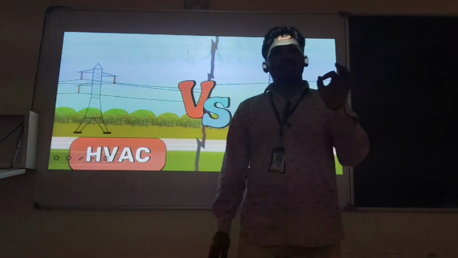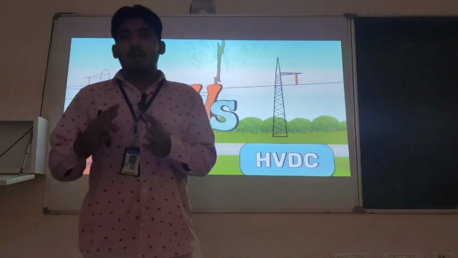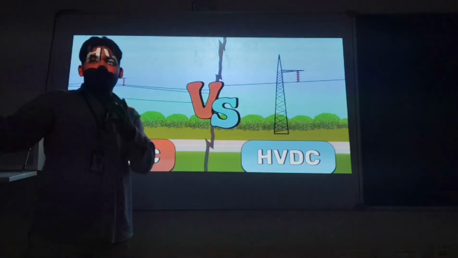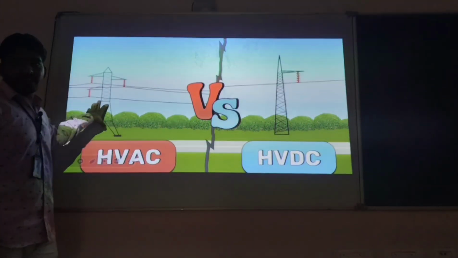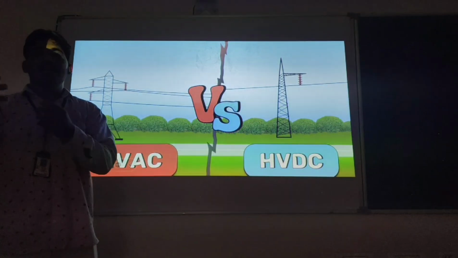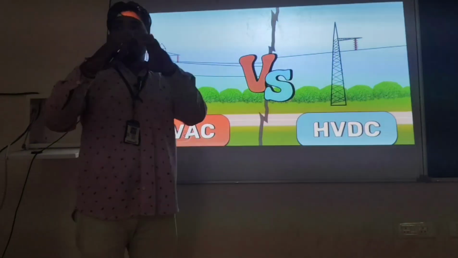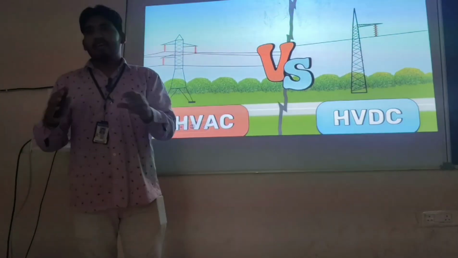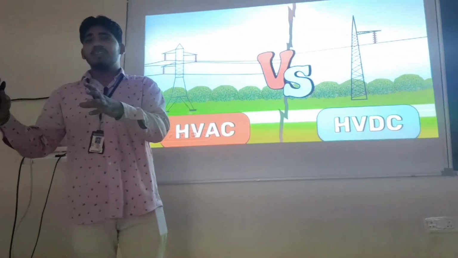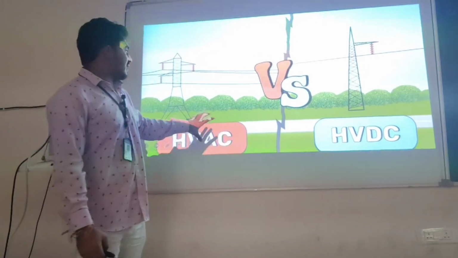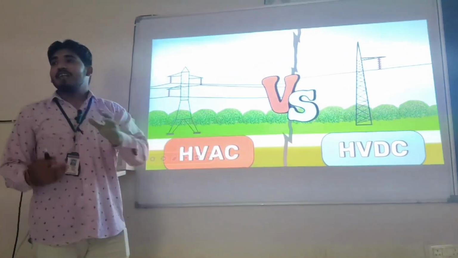Basically, we need the power at high voltages only, because when high voltage comes through the transmission line to our home, the consumer will draw more current at less power. So one high voltage current will be there for transmission, meaning millions of consumers will be using this. So here, what is the drawback of HVAC?